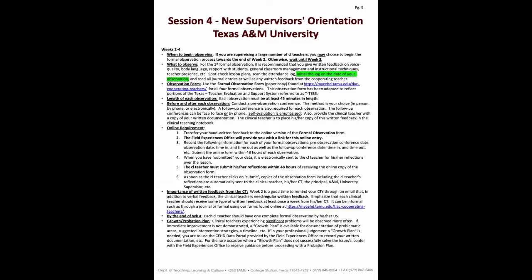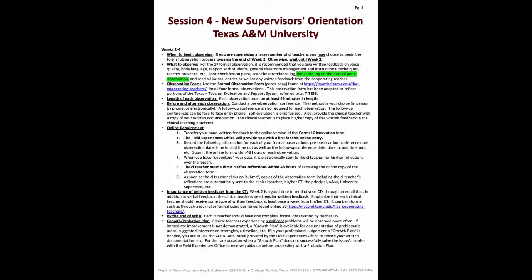There is information about the online requirement. You are to transfer your handwritten feedback to the online version of the formal observation form, and details about this are listed in this bullet. There is a bullet about the importance of written feedback from the cooperating teacher. Remind your cooperating teachers that clinical teachers need regular written feedback.